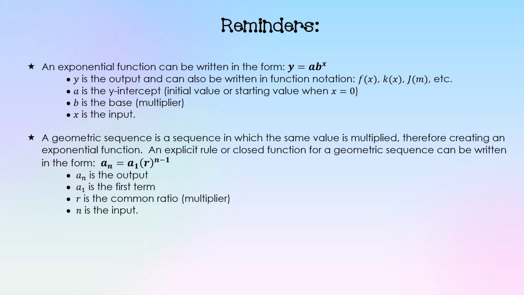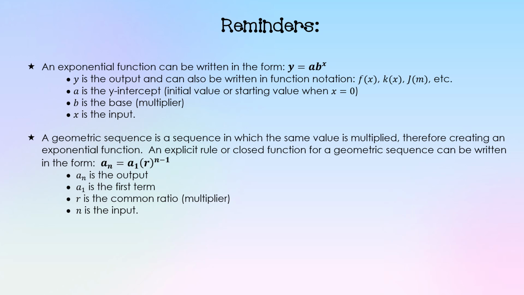Some reminders about what we discussed in Unit 5a: an exponential function can be written in the form y equals a times b to the x. Remember that y is our output, but is often going to be used with function notation, so f of x, j of t, whatever letters they want to use. A is your y-intercept. That's your initial value when x equals 0. That's really, really important. It's not the first, it's the initial, which is when x equals 0. B is your base or your multiplier, and x is your input.